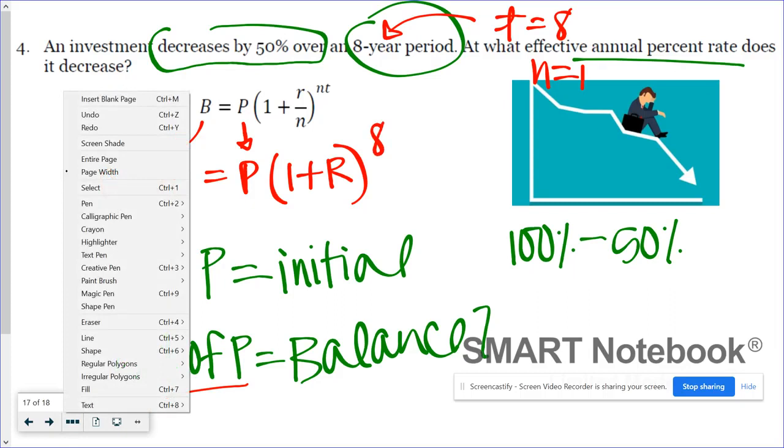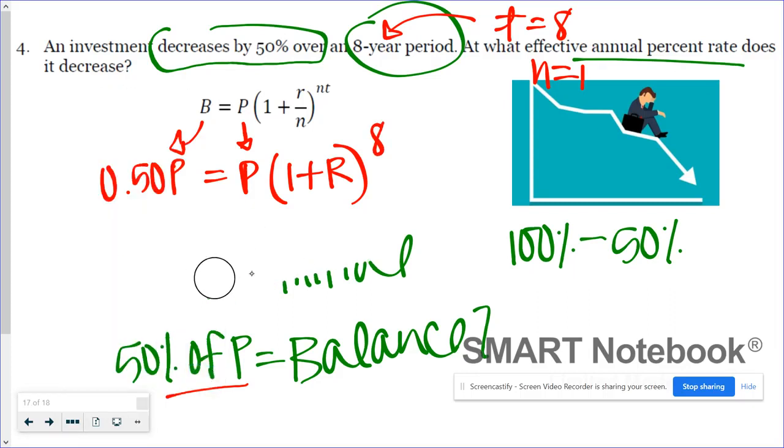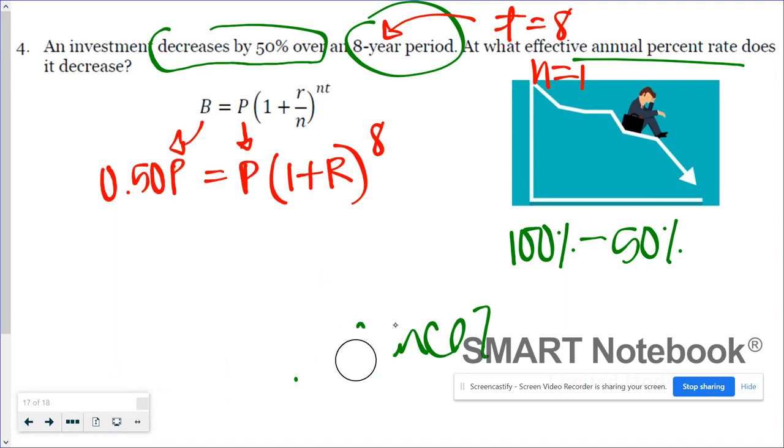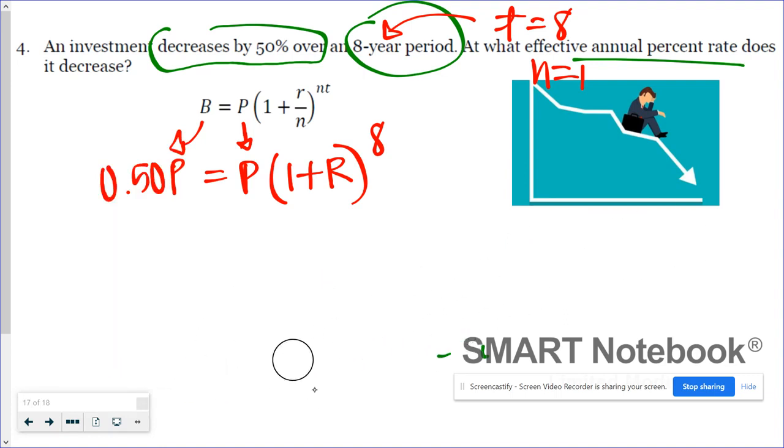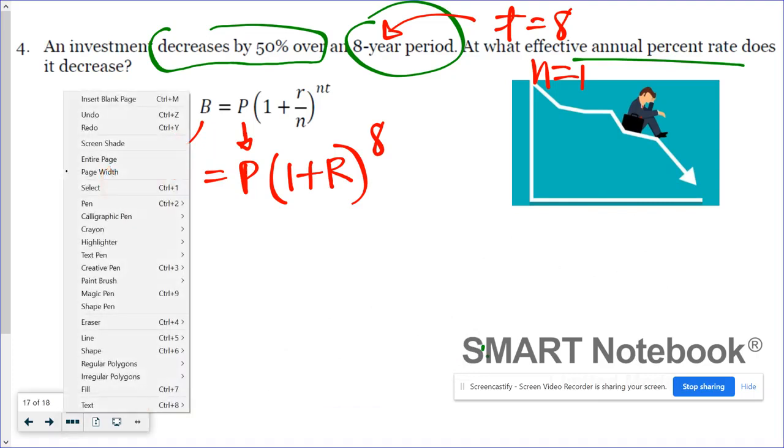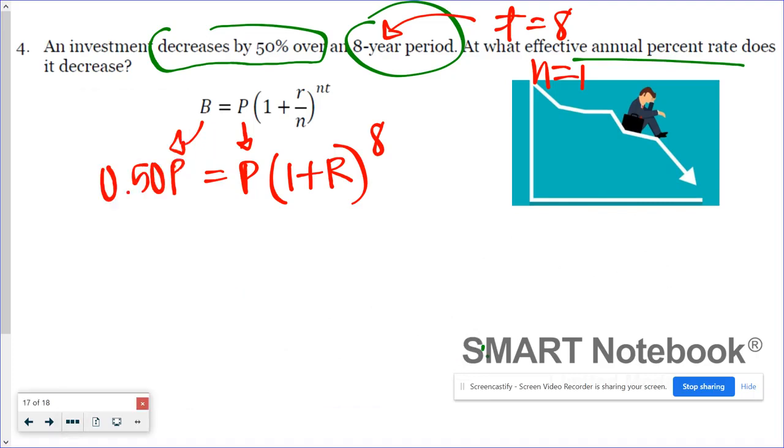Let me just erase some of this stuff here that's in the way now, our thought process. Okay. So what do you notice about that equation that we have written so far? Yeah, both of them you're multiplying by P. So on the left side, I have 0.50 times P, and on the right side, I have P times 1 plus R to the 8th power. So really those P's completely cancel out because you can divide both sides by P, okay? So now if you take a look at the right side, I have 1 plus R to the 8th power.